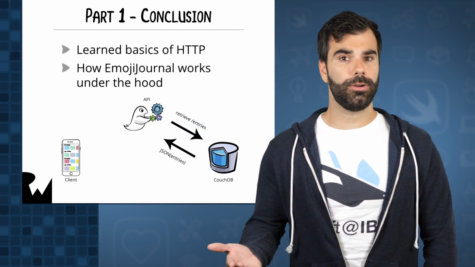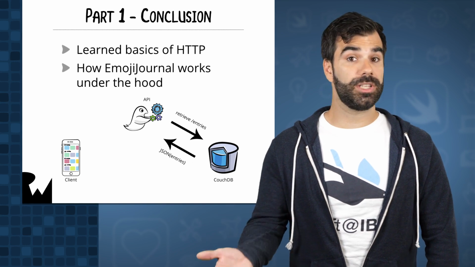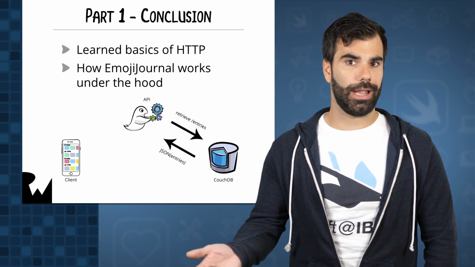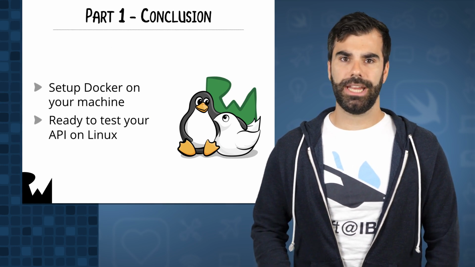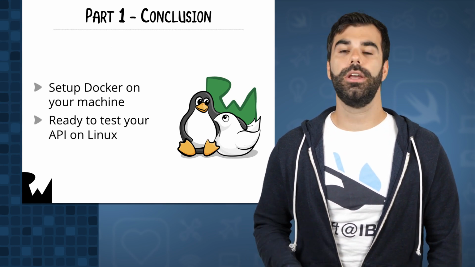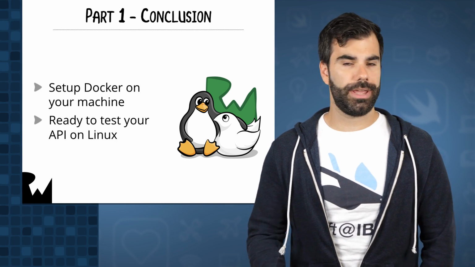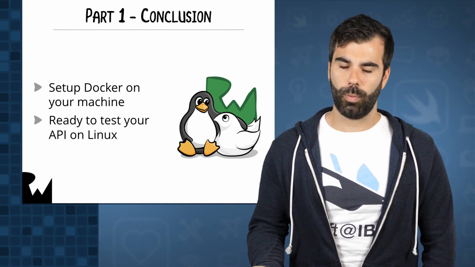You also got a quick little course in HTTP and what you should expect to work with while you get your Emoji Journal application up and running. You also got Docker working on your machine. You won't see many hosted macOS solutions on the internet, so testing your API on Linux is critical to making sure your application is working the way you want it to.